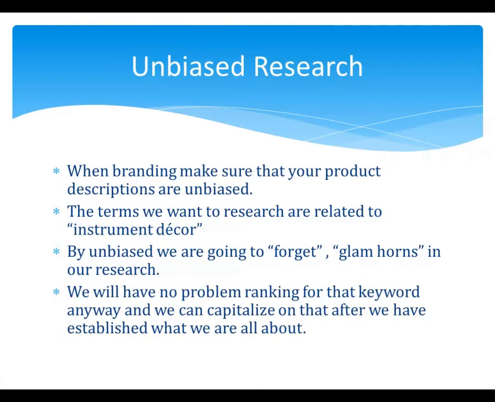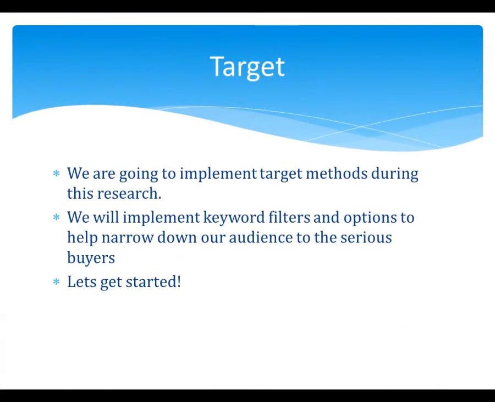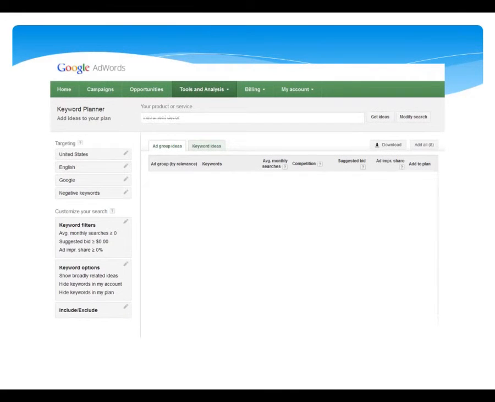So what we want to get indexed for is keyword phrases that are highly searched, like instrument decorations, guitar instrument decorations, so on and so forth. Okay, so we're going to implement target methods during this research. We'll implement keyword filters and options to help narrow down our audience to the serious buyers. Okay, let's get started. All right, so here we go.